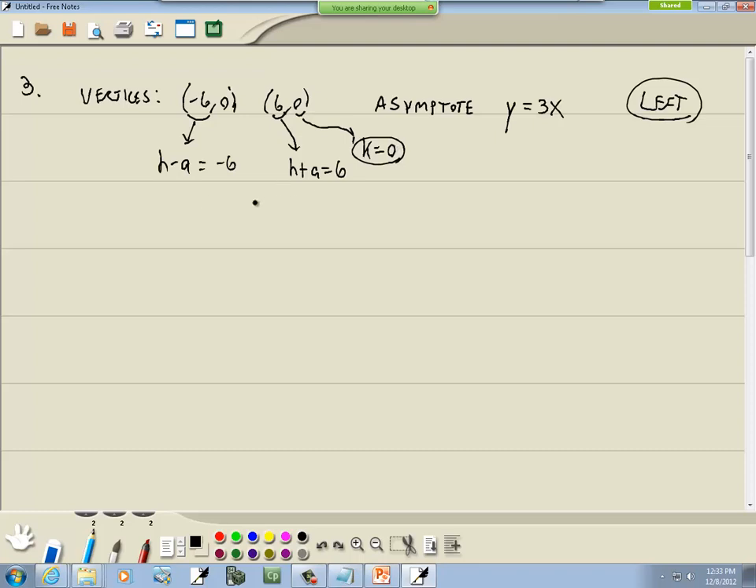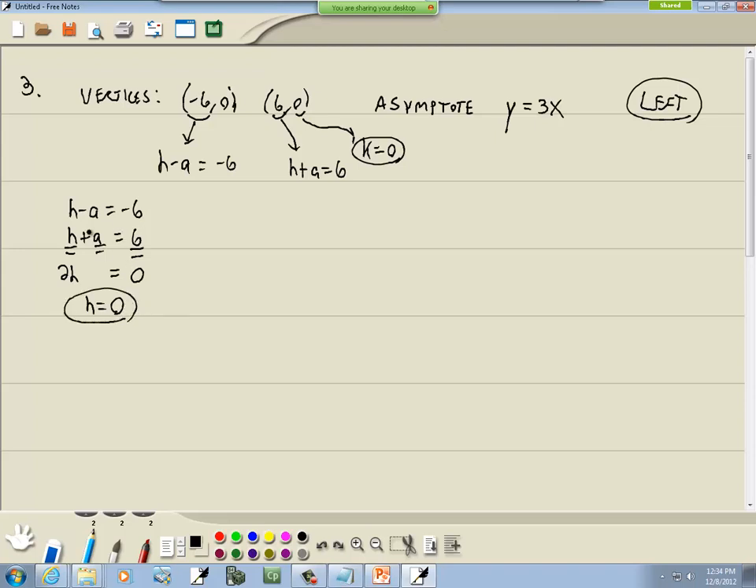So I got 2 equations here. I can actually put them on top of each other. h minus a is equal to negative 6, and h plus a is equal to positive 6. And we can use the addition method, elimination method to solve this. h plus h is 2h. Negative a plus a drops away. Negative 6 plus 6 is 0. Divide both sides by 2, and we get h is equal to 0.